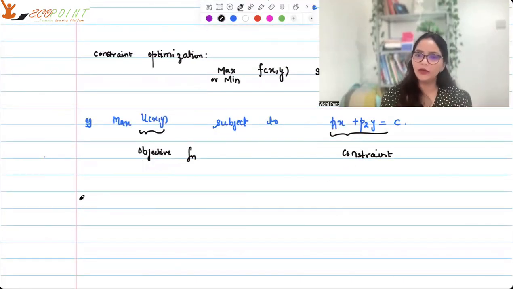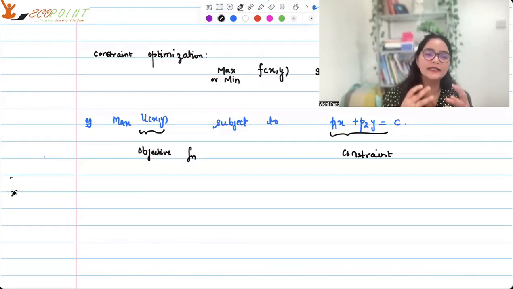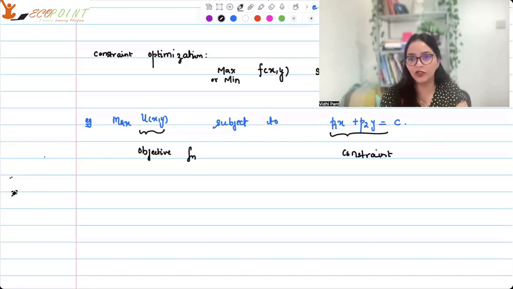To solve this, we use Lagrangian. Now, what is Lagrangian? Basically, the Lagrange multiplier method is a method to find the optimal point where the objective function and the constraint are tangent to each other. And that's exactly what happens, because you need to satisfy the constraint as well. So whatever optimal you have is maximizing your objective function while satisfying the constraint.